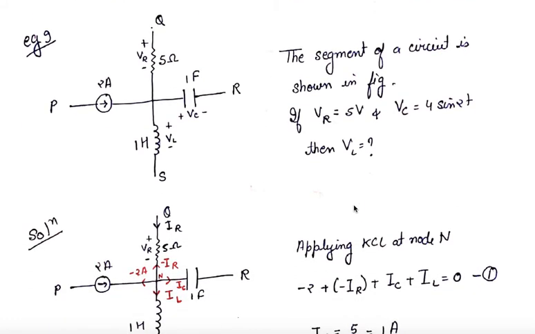So the next example says the segment of a circuit is shown in the figure. This is a segment of a circuit and the value of VR is given as 5 volt, VC is given as 4 sin 2t, and it is asking for the value of VL. So this is our question: we have to find the voltage of the inductor.